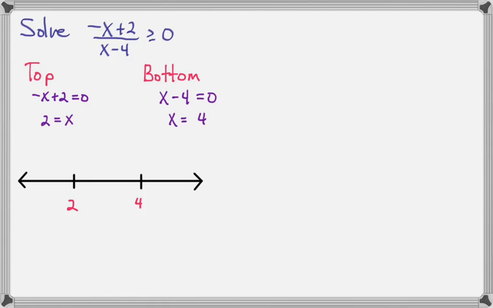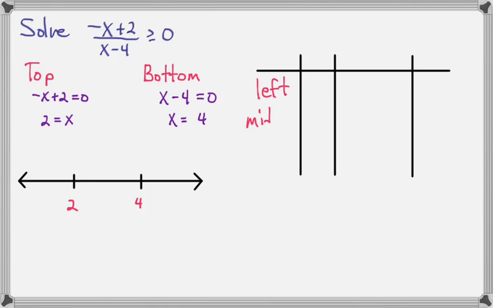And our two critical numbers then are 2 and 4, and we'll just have to set up our little table and choose a number from each section to test. So I've got left, middle, and right.